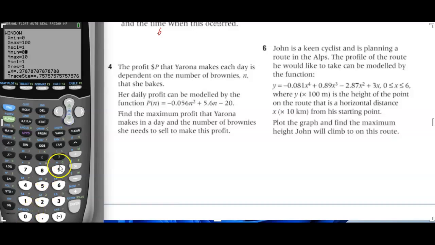Y min 0, 1. Usually real life problems have the advantage that negative numbers are meaningless. So there's no use plotting the negative part of the X interval and the Y interval. And the other thing that happens in real life problems is usually the numbers are bigger, like 100. So let's see if that's big enough.